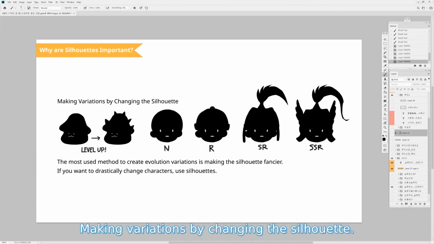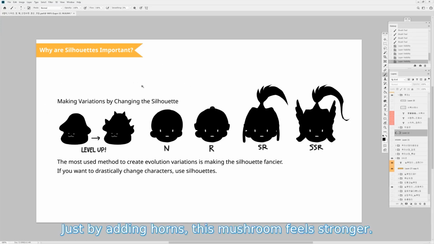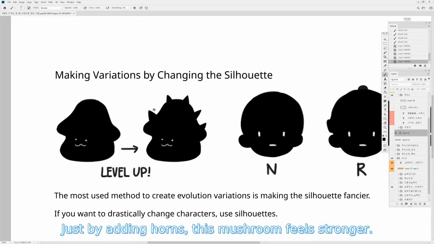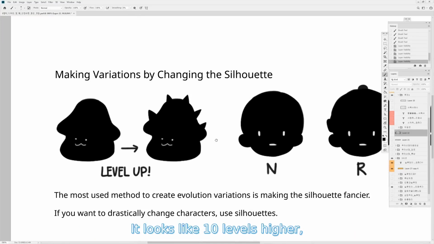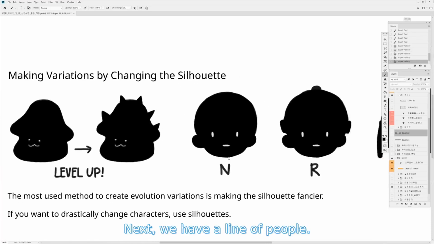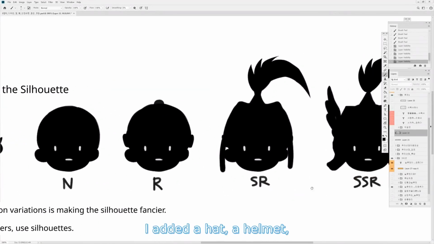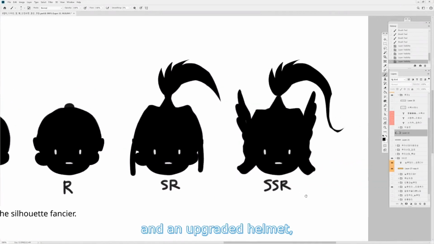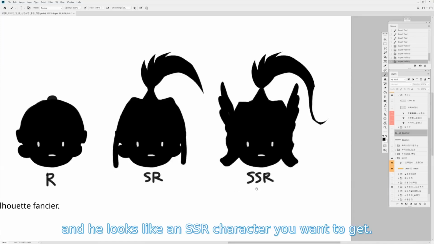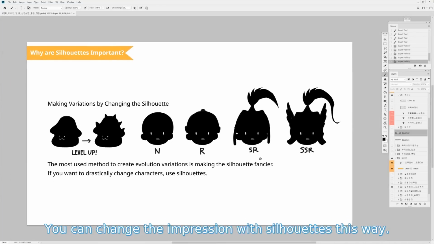Making variations by changing the silhouette. Just by adding horns, this mushroom feels stronger. It looks like 10 levels higher, and these horns look so pokey. Next, we have a line of people. To this regular person, I added a hat, a helmet, and an upgraded helmet, and he looks like an SSR character you want to get. You can change the impression with silhouettes this way.